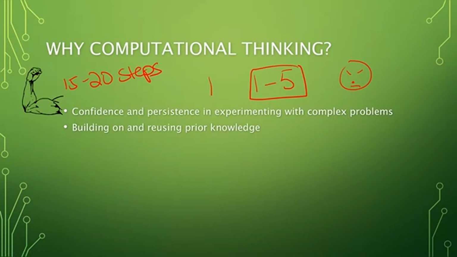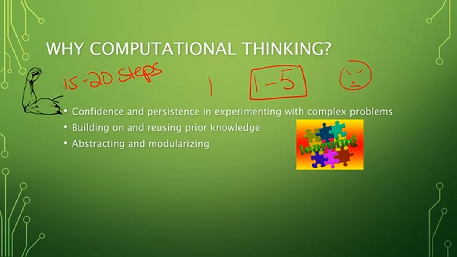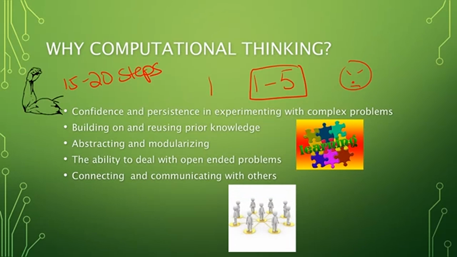Computational thinking also builds on and reuses prior knowledge. They can make connections within specific subject areas or even from outside the subject area and apply them to solving problems. Students are also better able to think abstractly or outside the box and modularize steps better. Computational thinking teaches students how to deal with open-ended problems and how to connect and communicate with others better. They learn the power of communicating their ideas and learning from others and how they can use the steps of computational thinking to solve problems that actually help others as well.